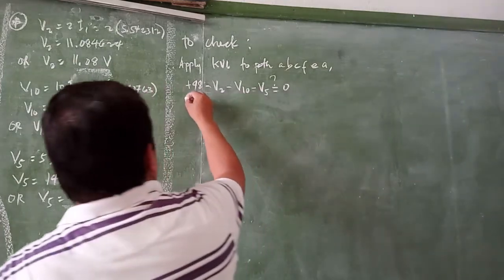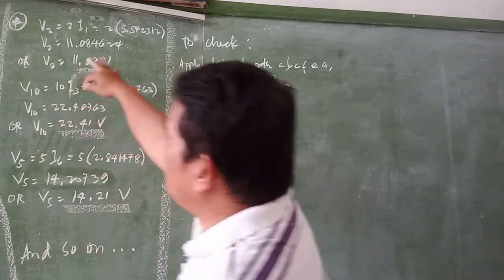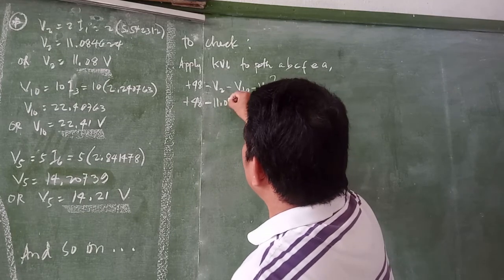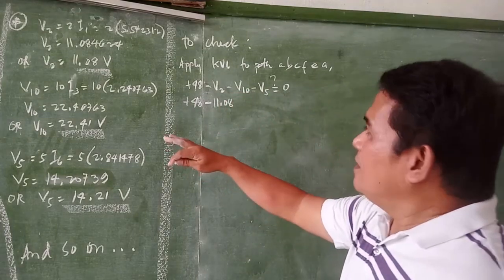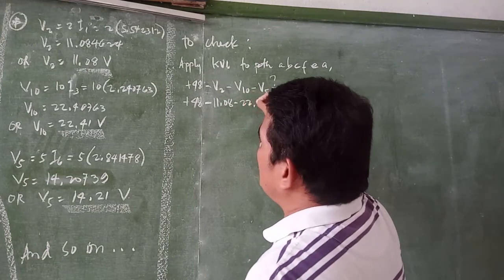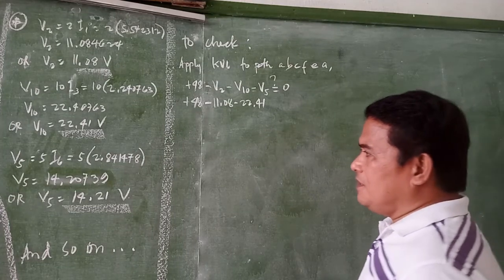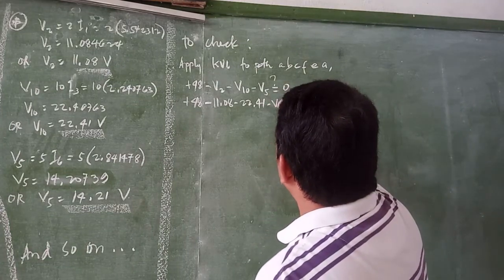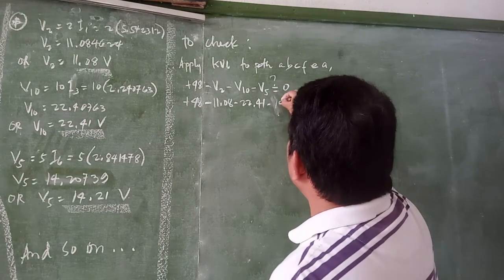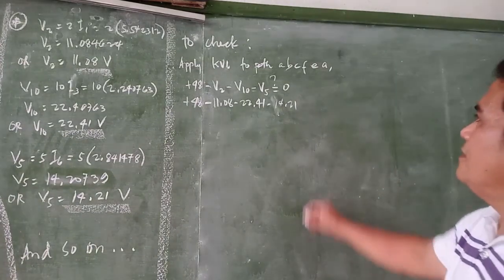So we check positive 48, V sub 2, we have already computed V sub 2, 11.08, V sub 10 is found to be 22.41, and then V sub 5 is 14.21.